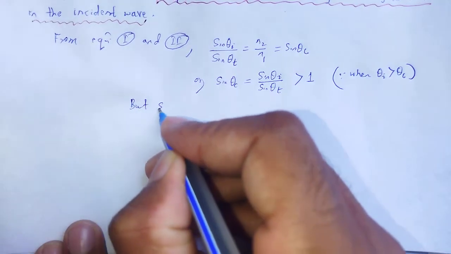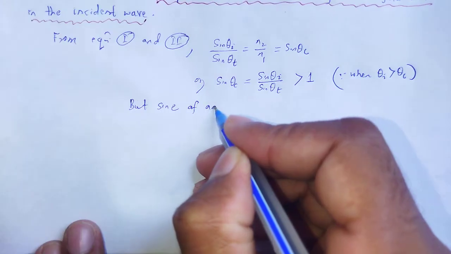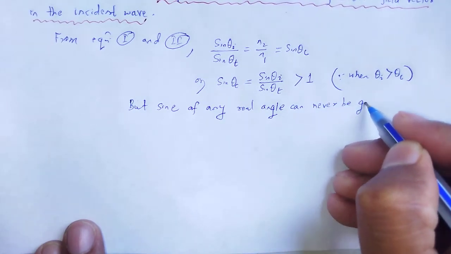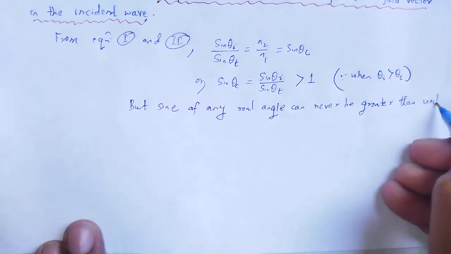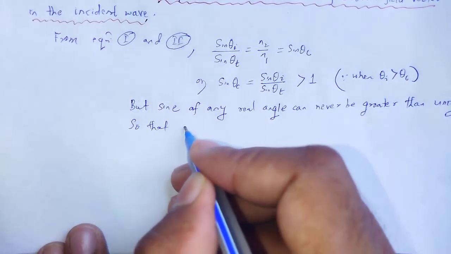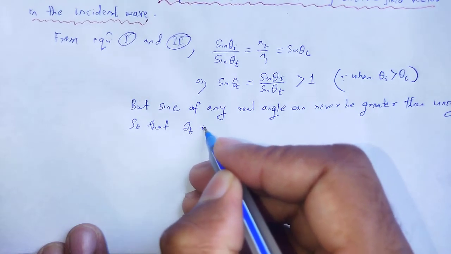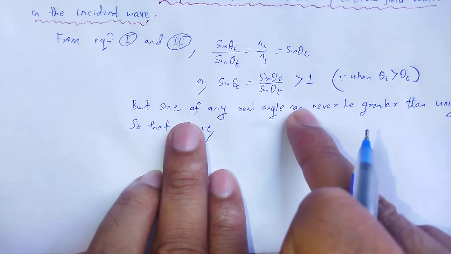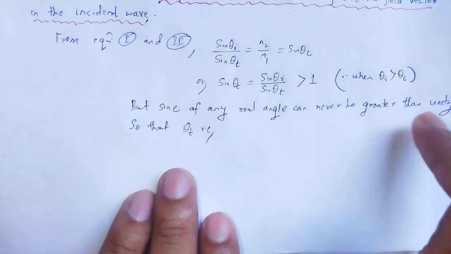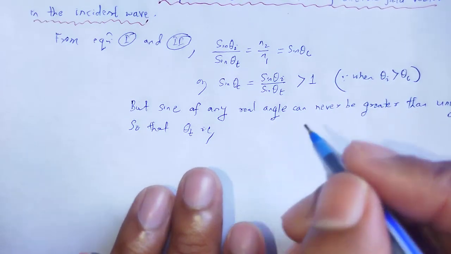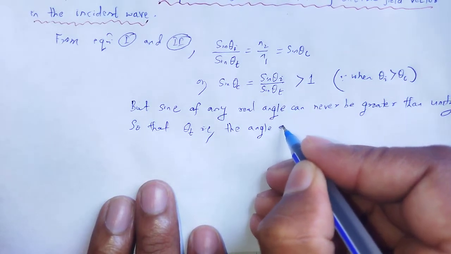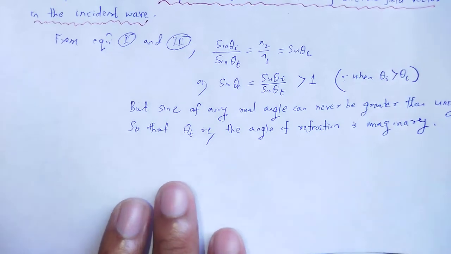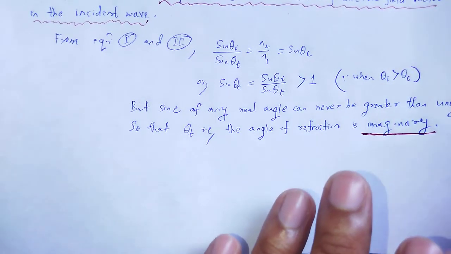but sin of any real angle can never be greater than unity. So since that ratio is greater than 1, there cannot be a maximum value of sin as 1. So we can say that theta t, that is the angle of refraction, is imaginary. An important point you can notice here is that the angle of refraction is imaginary.